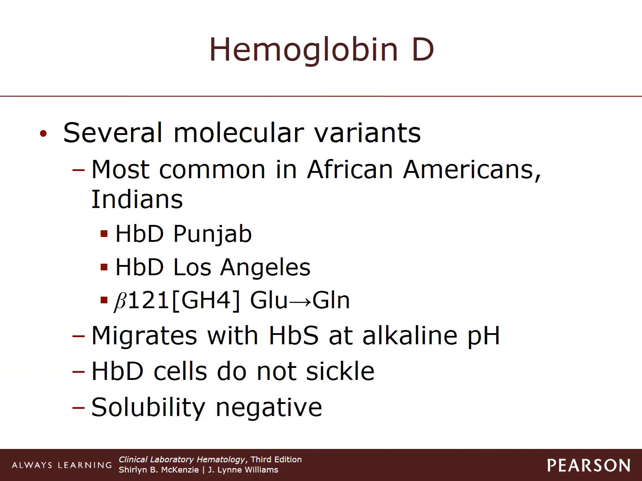Hemoglobin D has very many molecular variants. It is common in certain African Americans and the Indian population, where you're seeing those variants named for the location where they were discovered. So they can be classified as hemoglobin D Punjab or hemoglobin D Los Angeles. And here, the beta chain substitution will be in position 121, where you're seeing glutamine being substituted for glutamic acid.